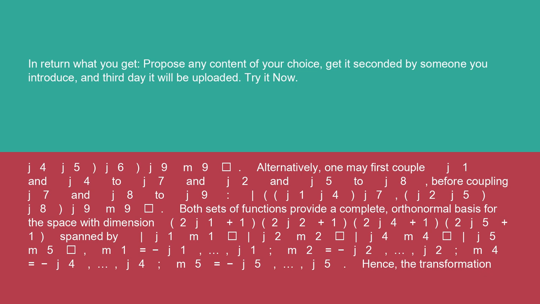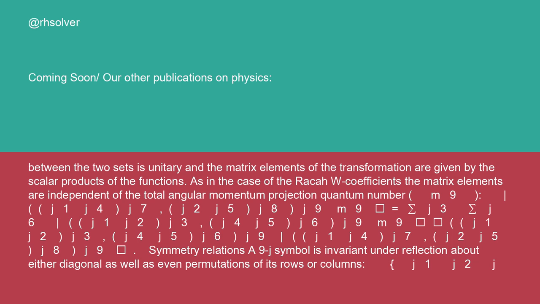Hence, the transformation between the two sets is unitary, and the matrix elements of the transformation are given by the scalar product of the functions. As in the case of the Racah W-coefficients, the matrix elements are independent of the total angular momentum projection quantum number, M9. The overlap of |(j1 j4)j7, (j2 j5)j8, j9 M9⟩ with |(j1 j2)j3, (j4 j5)j6, j9 M9⟩ is a sum over j3 and j6 of the products of the corresponding states' scalar products.